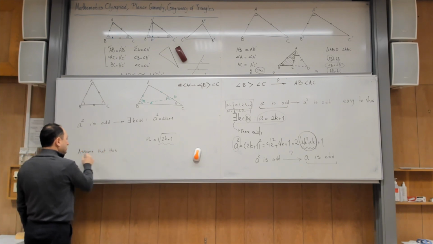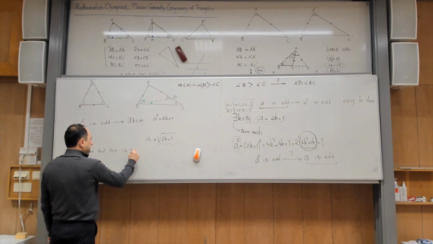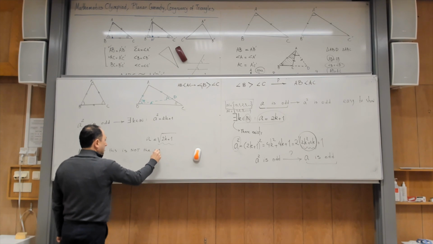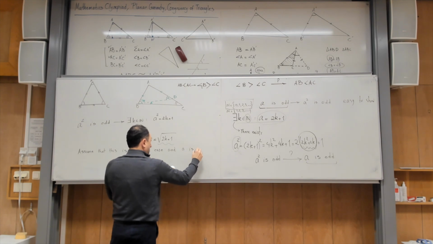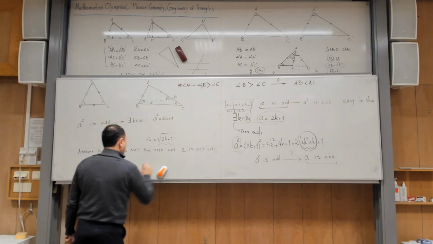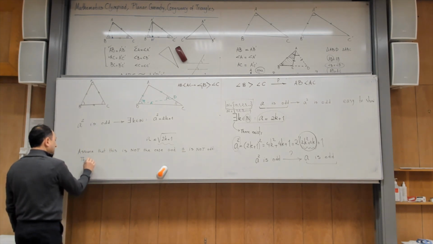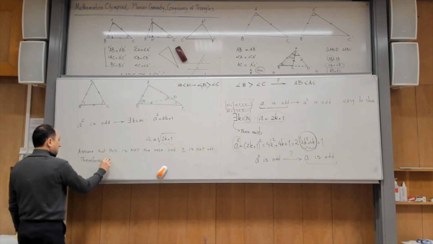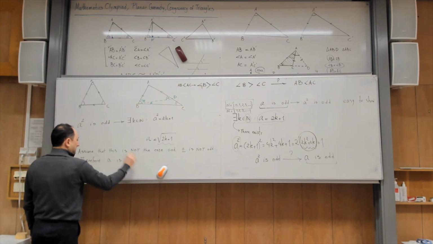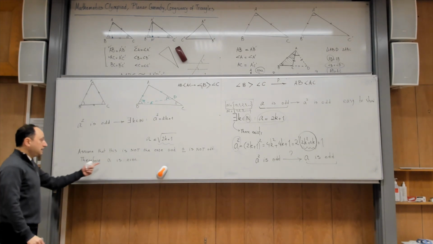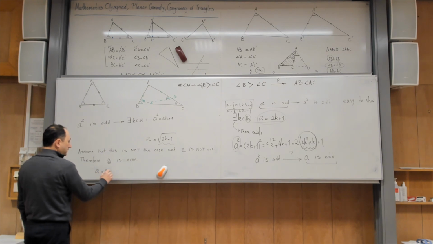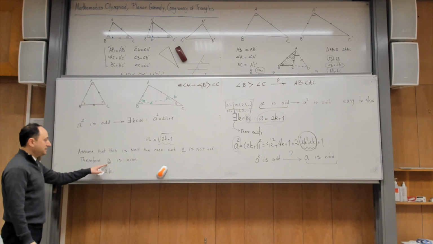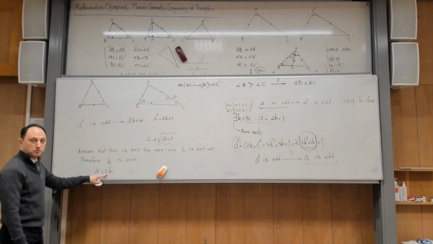Let me write the format. Assume that this is not the case and A is not odd. Okay? If A is not odd, therefore A is even. Yes? But if A is even, then what does it mean? This means A is a multiple of 2. When you say that A is even, you have to admit that A is a multiple of 2.